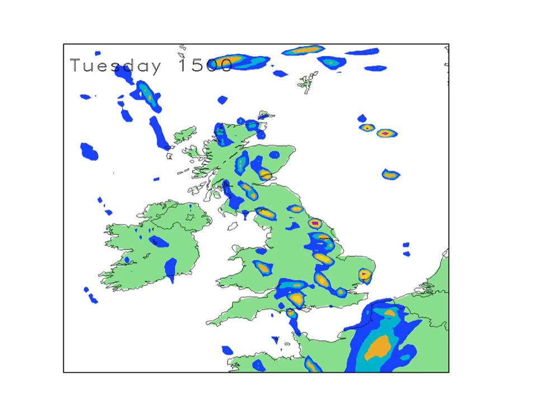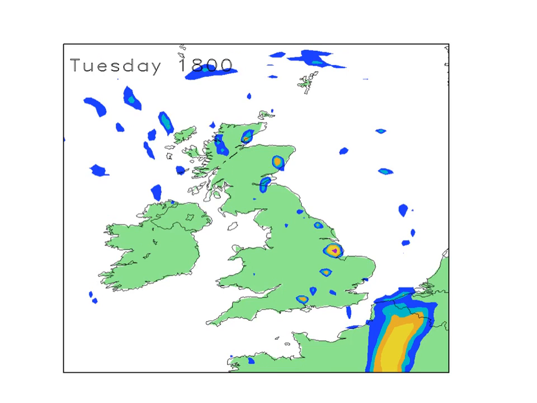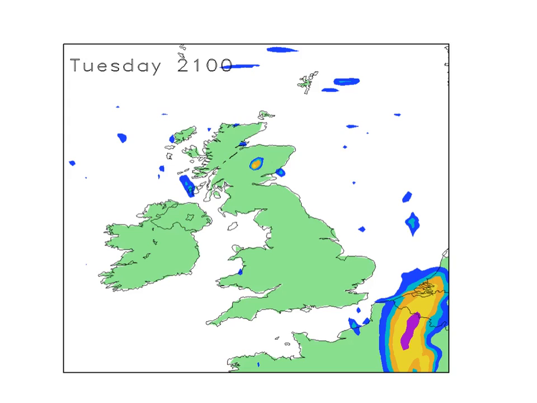This is 3 o'clock this afternoon, so you see that rash of showers around again. But by 6 o'clock this evening, look, most of them have disappeared. And then by 9 o'clock, there's only a couple of them left around. Most of England, Wales, Scotland and Ireland free of showers.